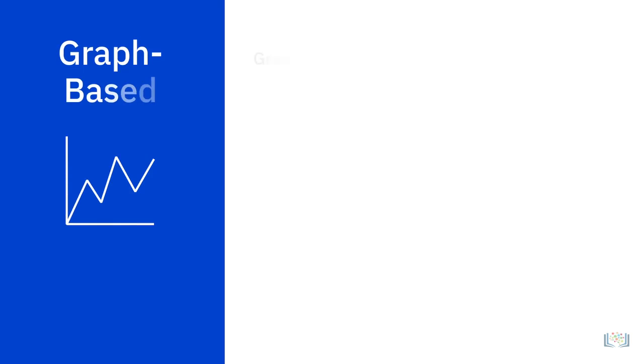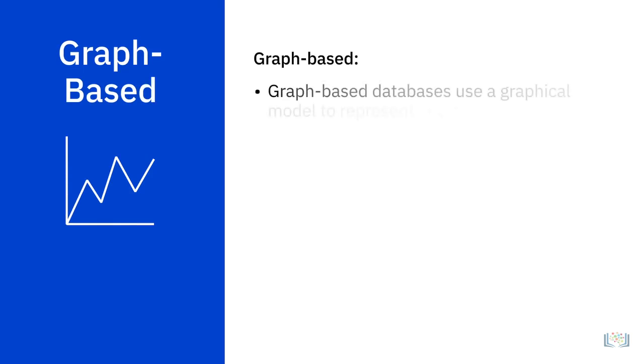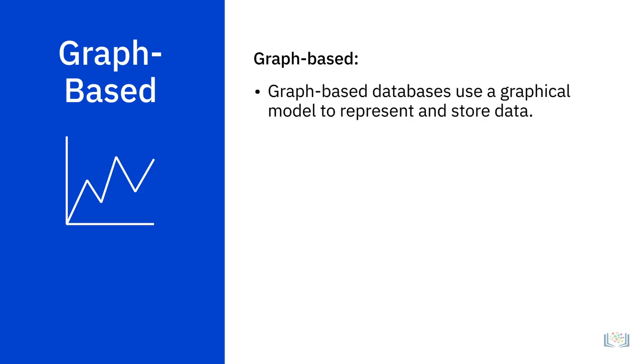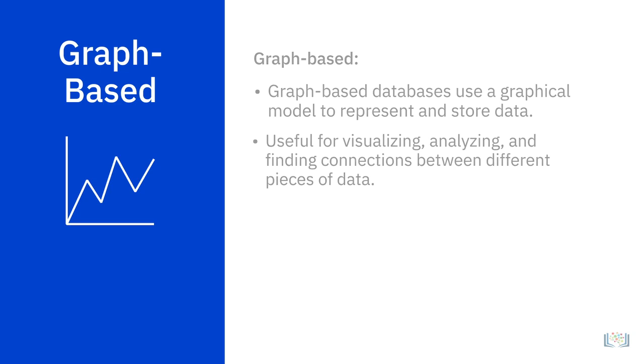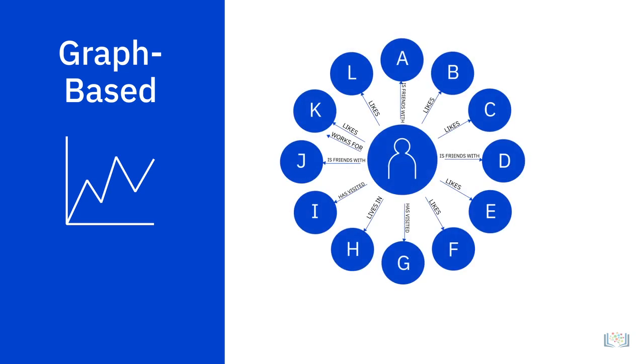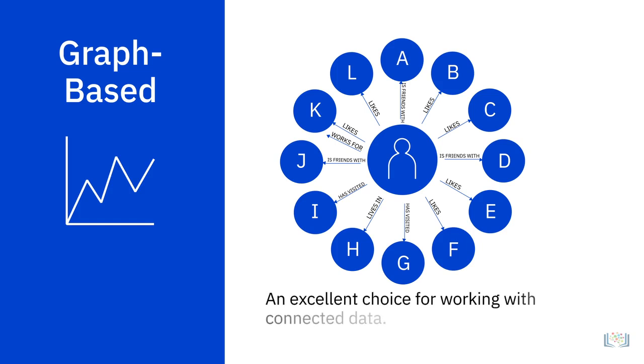Graph-based. Graph-based databases use a graphical model to represent and store data. They are particularly useful for visualizing, analyzing, and finding connections between different pieces of data. The circles are nodes, and they contain the data. The arrows represent relationships.